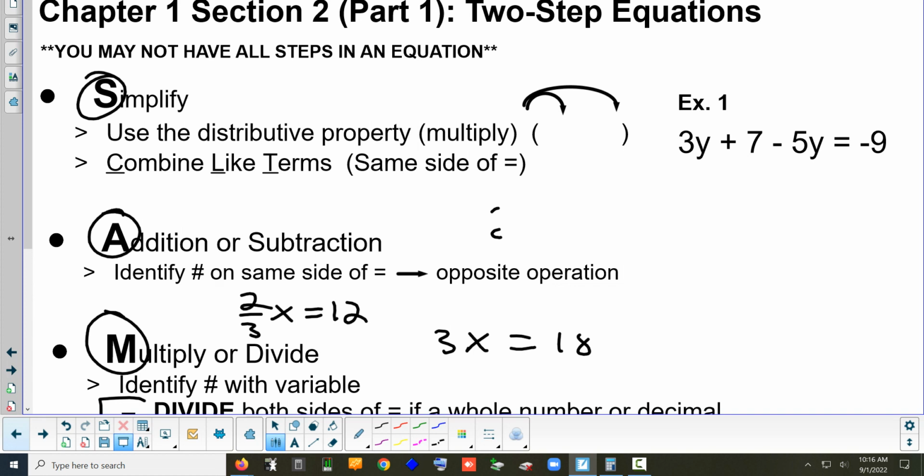Joe? No. So we don't have to worry about distributive property. The next thing is combine like terms. Do we have like terms on the left-hand side of the equal sign?